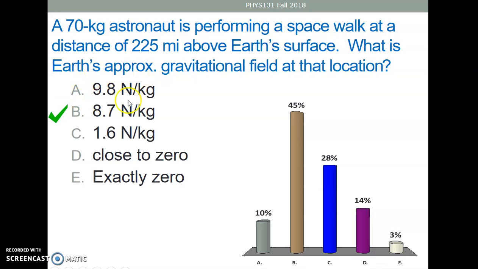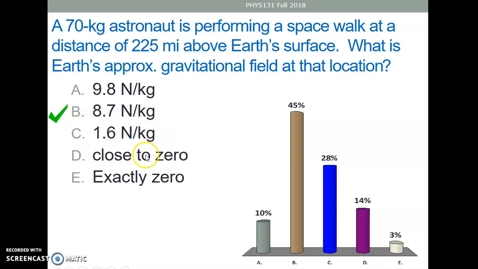At the surface of the Earth, it's 9.8. So that is the normal gravitational field strength. 8.7 is a little bit less. So basically 225 miles above the Earth's surface is going to have less gravity, but not that much less, because the Earth is about 4,000 miles in radius, so you would have to go probably 1,000 to 2,000 miles to really reduce it to almost half or so.